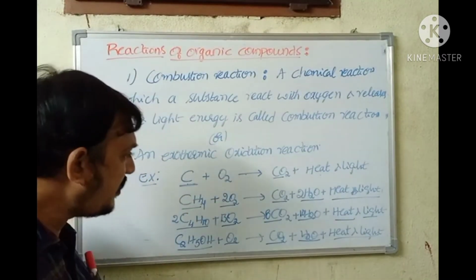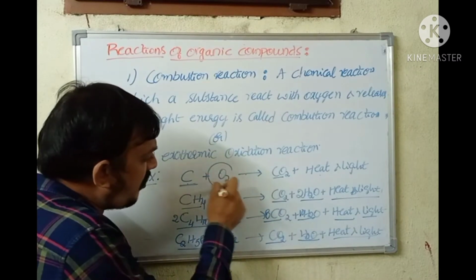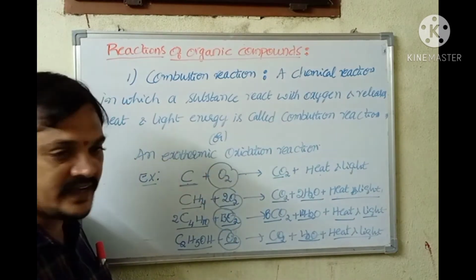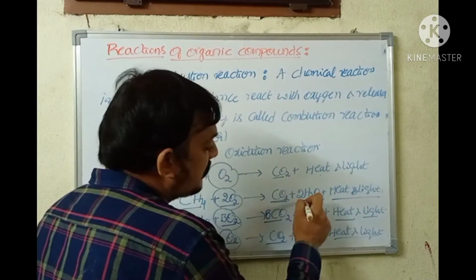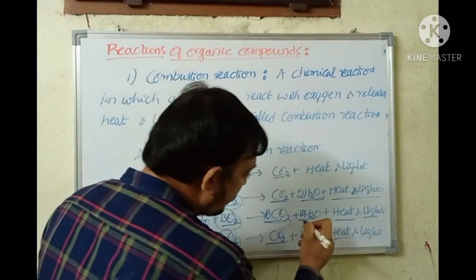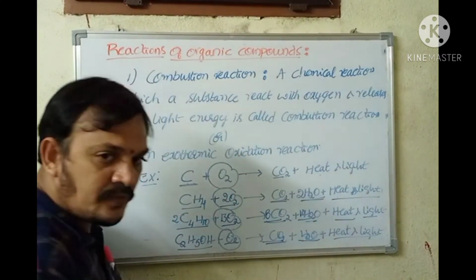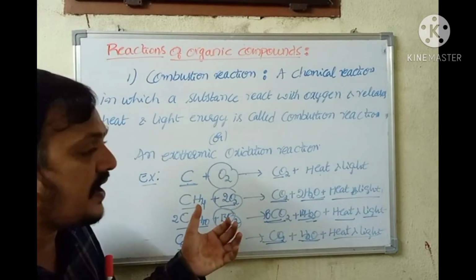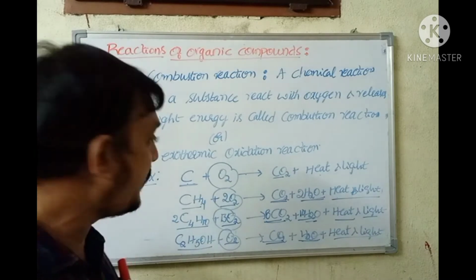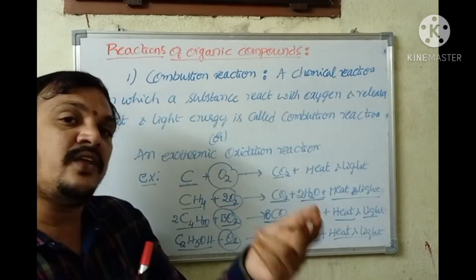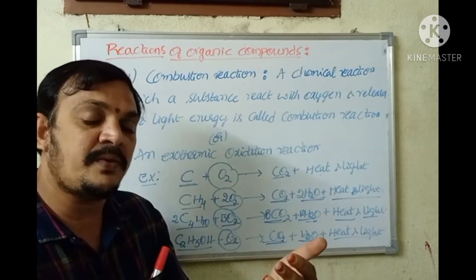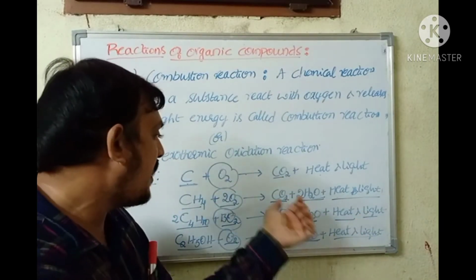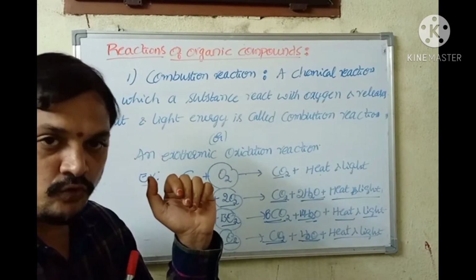So here, if sufficient oxygen is available for the combustion reaction, the only products are carbon dioxide and water vapor. Another product, carbon monoxide, also can be formed if the supply of oxygen is limited. That means when an organic compound is undergoing combustion in the presence of a limited supply of oxygen, carbon monoxide also can be formed along with CO2 and H2O.